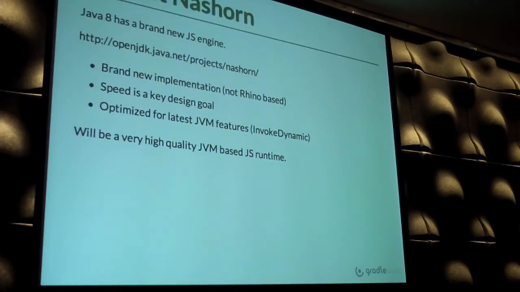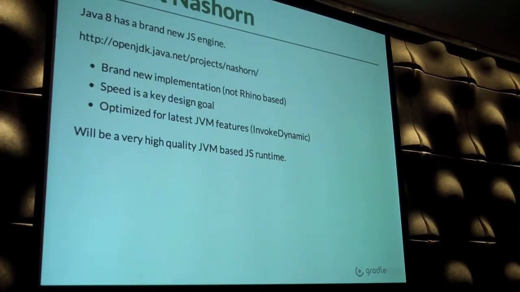Project Nashorn, very interesting. Java 8 is featuring, out of many things, a brand new JavaScript engine, completely rewritten. This will effectively replace Rhino. And speed is one of the primary design goals. Rhino is great, it's portable, it works, but it's not the fastest JavaScript engine around. It's been eclipsed by things like V8.